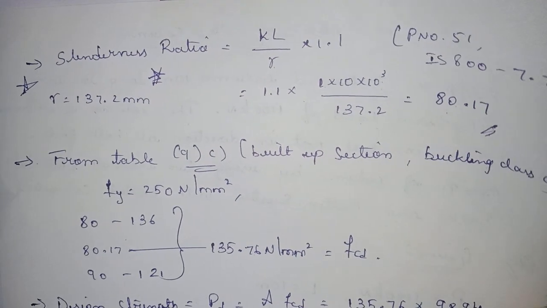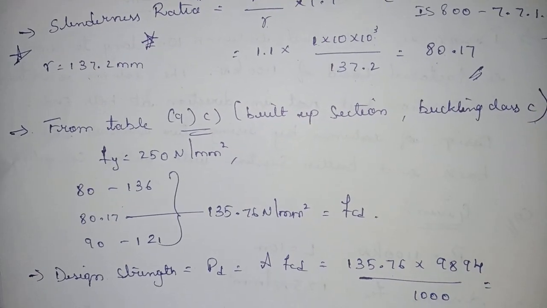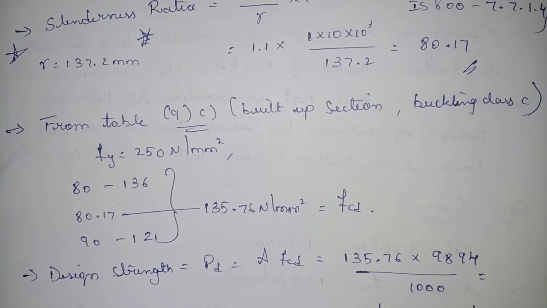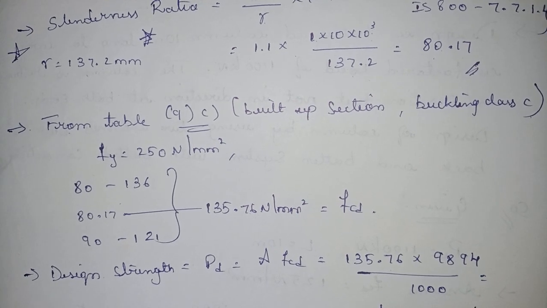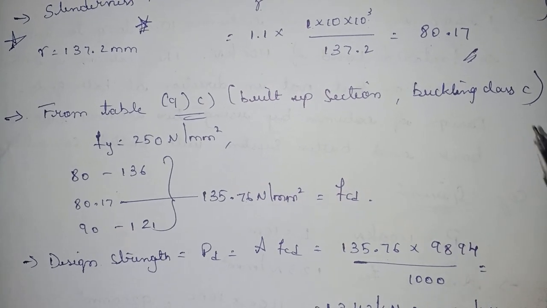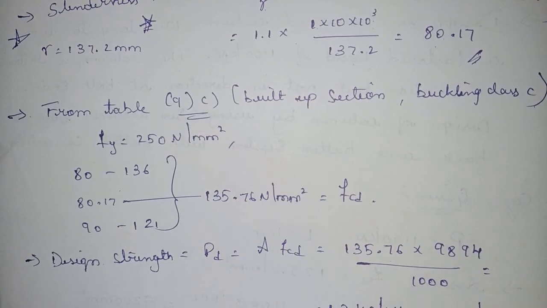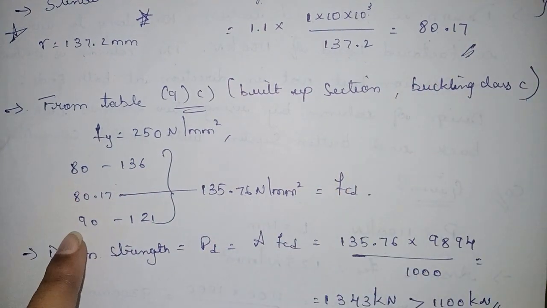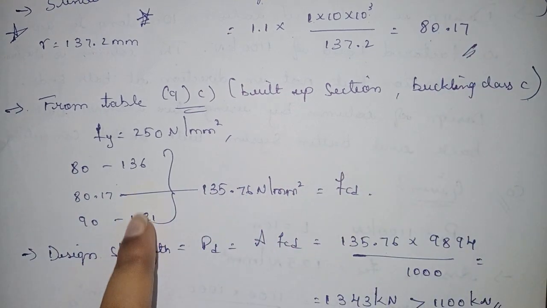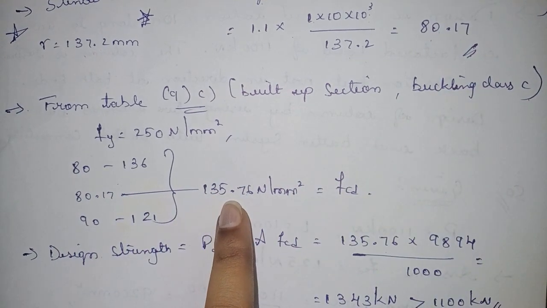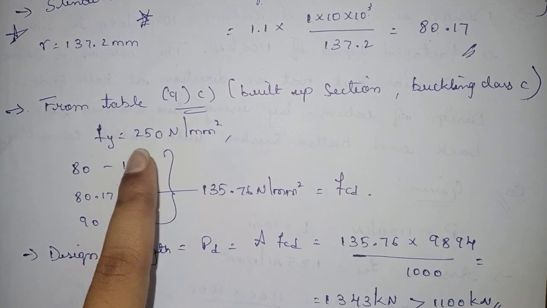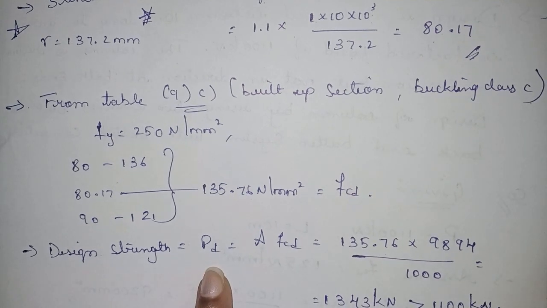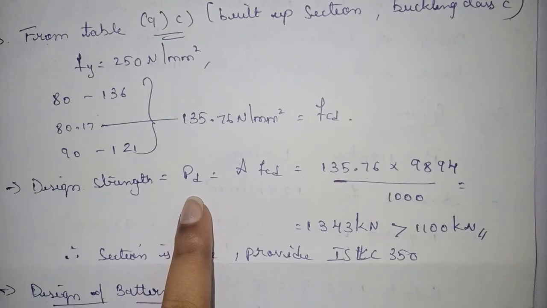Okay. So now I am taking table number 9C because it is a built up section, right? Two channel sections are connected. So it is a built up section. So you need to go for buckling class C. So that means you need to see table number 9C. Okay. Fy is 250. 80, then 90. It is between 80 and 90. Interpolate between values, you will get fcd. Got it? So go for table number 9C. For fy, you will get this value. Got it? Now, design strength, Pd is equal to area into fcd.